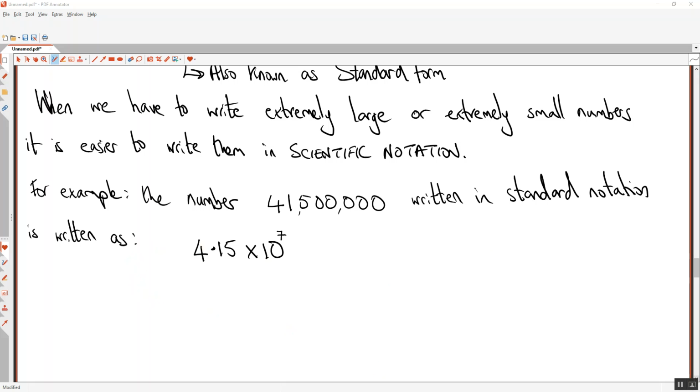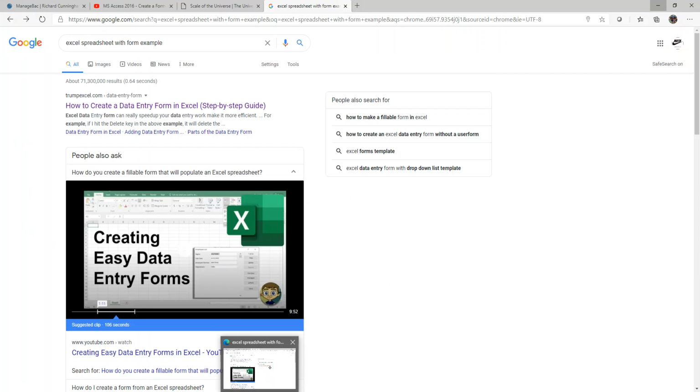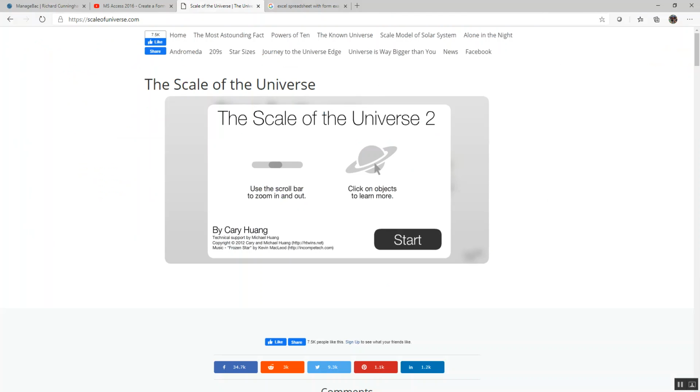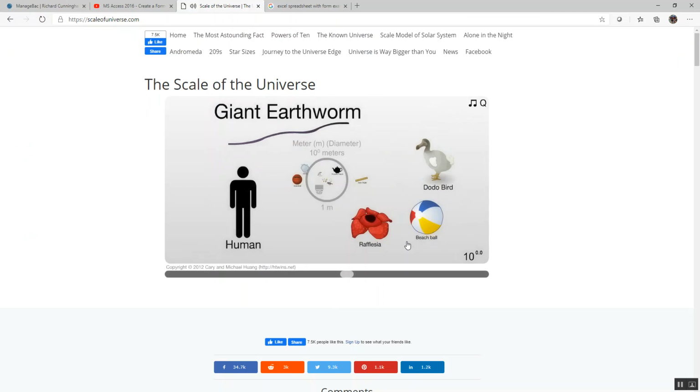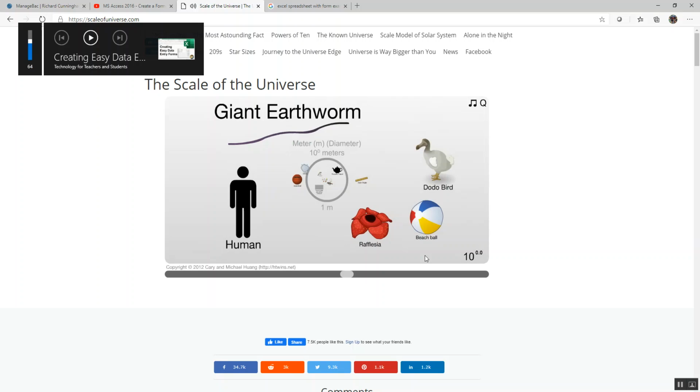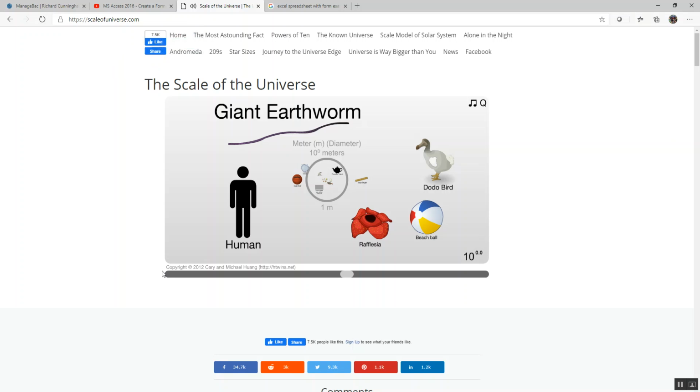Okay. So where is this useful? Everybody got it down so far? All right. So if I go to this, I'll show you this little scale of the universe. This is where scientific notation really comes in handy. Sorry about turning the sound off. Some of you may have seen this before.